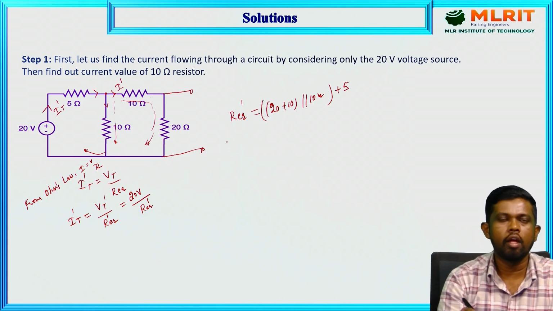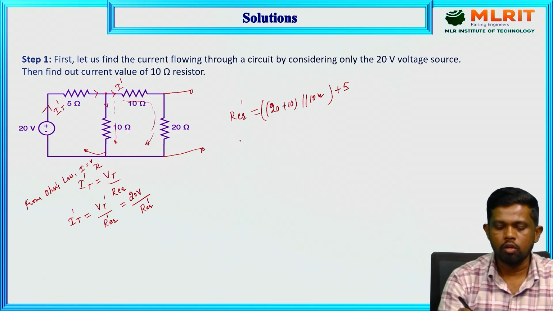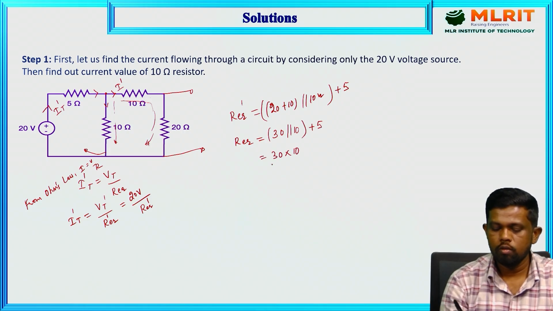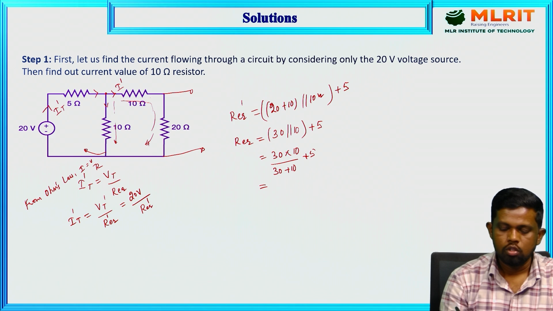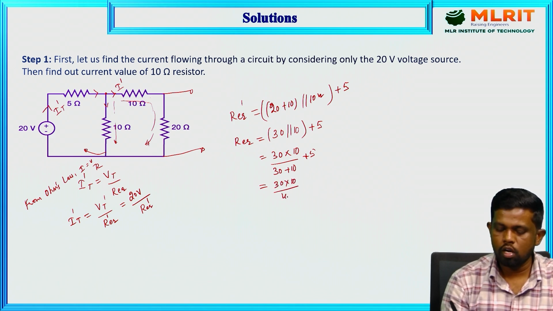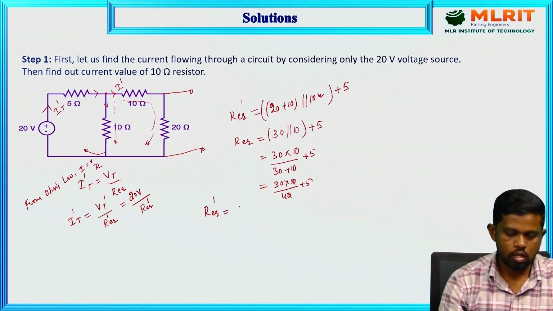This is the R equivalent dash of this circuit. So this R equivalent equals 30 parallel to 10, which is in series with 5. So here 30 into 10 upon 30 plus 10, plus 5 as it is. So 30 into 10, divided by 40, plus 5. These two get cancelled. The final R equivalent dash of that part is 7.5.